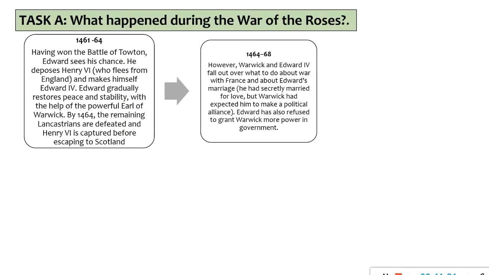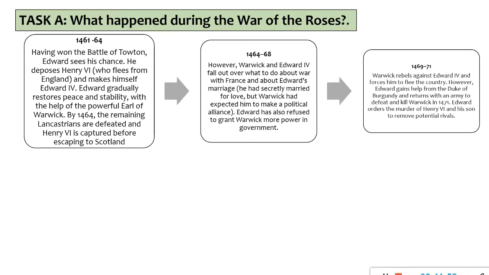Between 1464 and 1468, Warwick and Edward IV fall out over what to do about war with France and about Edward's marriage. He had secretly married for love, but Warwick had expected him to make a political alliance, particularly in a country at the time that was so unstable. Marriage really wasn't about love. It shouldn't have been about love, according to Warwick. It should have been about political alliance and finding compromise between warring families. Edward had also refused to grant Warwick more power in government, and Warwick becomes discontented.